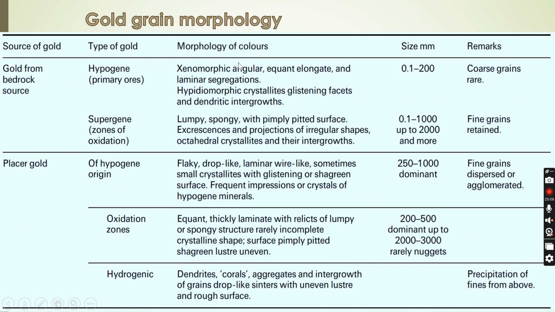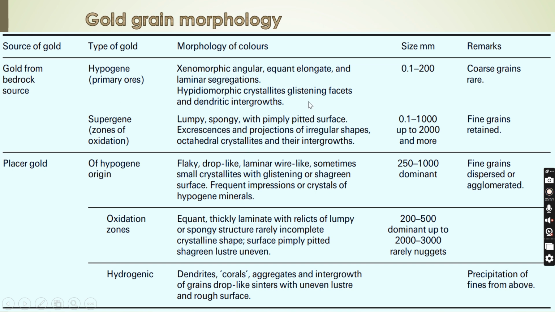This is a simple table where the source of gold is either magmatic or hydrothermal, and then the sedimentary environment. Again, these terms, what is supergene and what is hypogene, I have discussed in my earlier video, in an elaborate way. So you should understand. In bedrock source and in placer source, placer is a secondary sedimentary process. Here also hypogene origin, oxidation zone, and supergene zone, in the case of bedrock source.